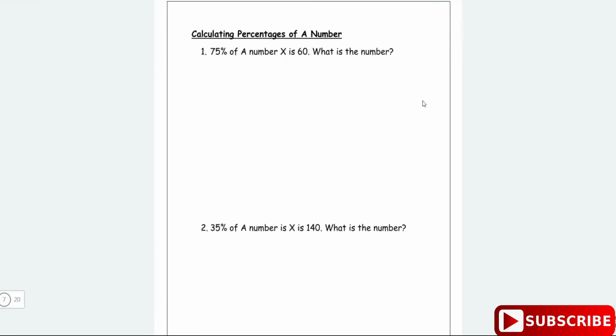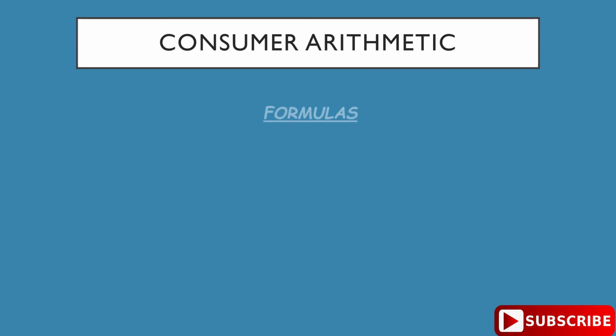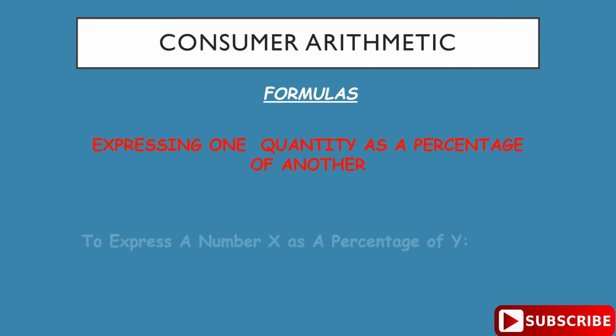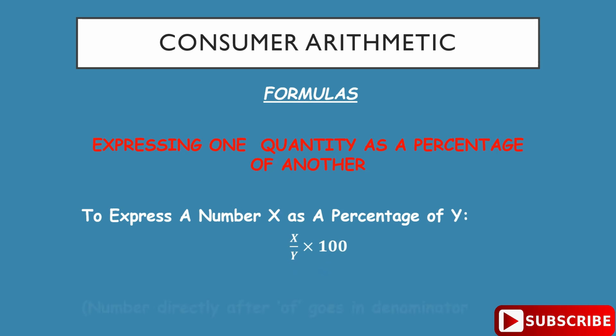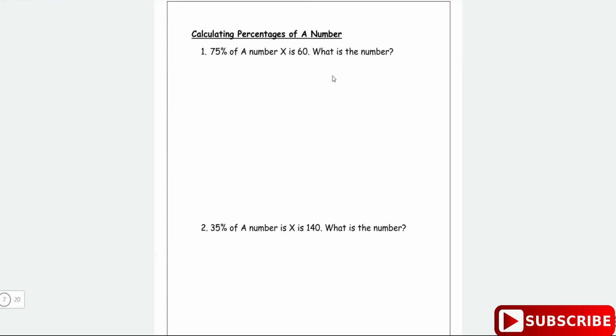All right, now let's look at calculating percentages of a number. Sometimes we're asked to find the percentage of a number, or we're asked to find the number given that a percentage of the number is some amount. So let's look at this example. 75% of a number X is 60. What is the number? First thing you need to do is write down what the statement is saying.